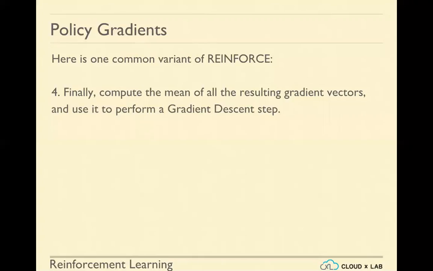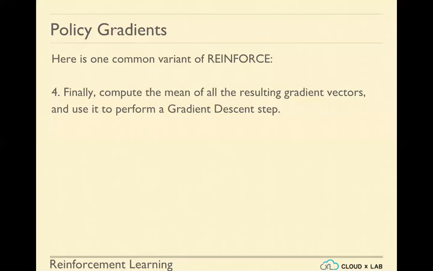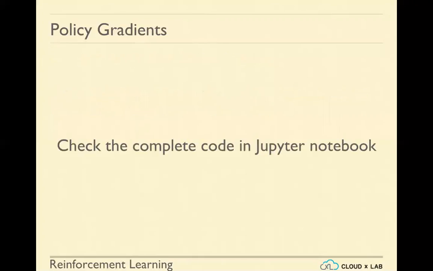Finally, once we have computed the gradients of all the steps, we compute the mean of the resulting gradient factors and use it to perform a gradient descent step. Let's take a look at the code.